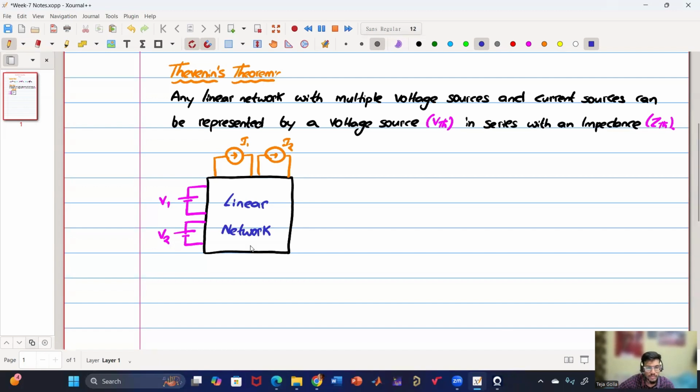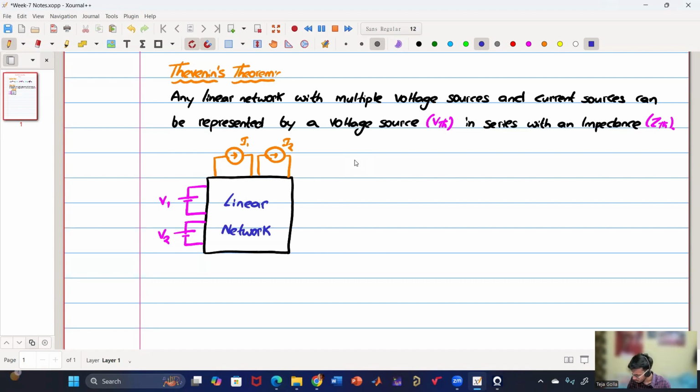Sorry. What is the difference between network and circuit, sir? Both are same, it's just a different name. Network is the same as circuit as well. A linear circuit or linear network, both represent the same. Okay, sir.